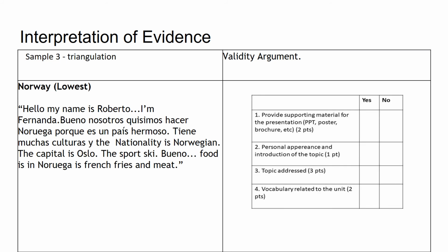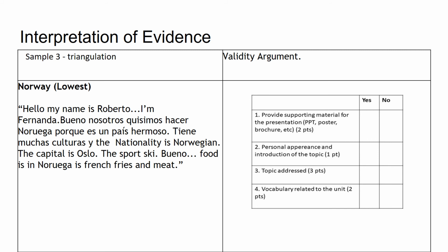Finally, I will talk about the last sample, which is the lowest mark provided by one of the students. Again, the main issue presented in the checklist that I mentioned previously is also present here. The criteria provided by the checklist are technically, in some way, also addressed by this presentation. The supporting material was there. Personal appearance and introduction were also there. They addressed the topic, but finally, the last point of the checklist is not addressed because of some technical issues regarding the learning objective and how it is intended to be achieved by this presentation.